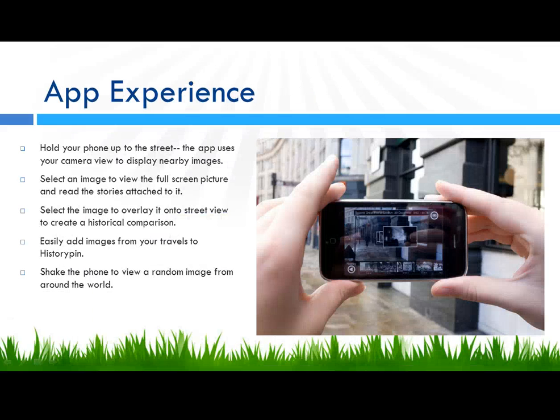And finally, HistoryPin has created a phone application that allows users to hold their phones up to the street. The app then uses the camera view to display nearby images. Users can select an image to view the full screen picture and to read the stories attached to it. They can even overlay the image onto Street View to create a historical comparison. Users can add images directly to HistoryPin from the app if they'd like. Finally, the app also allows the user the option to shake their phone to view a random image from around the world. This is a nice little feature that they've added.